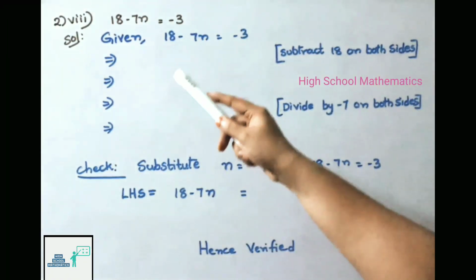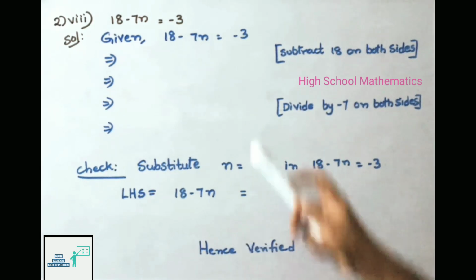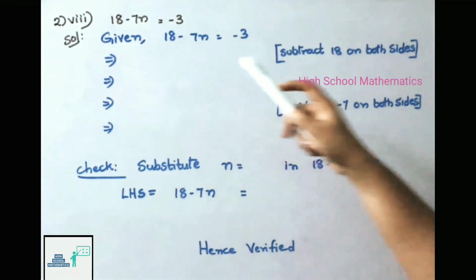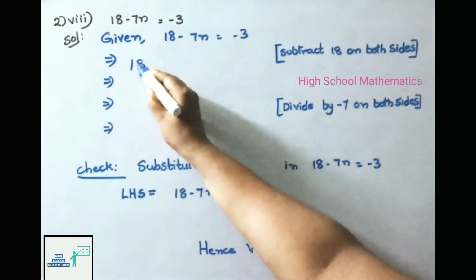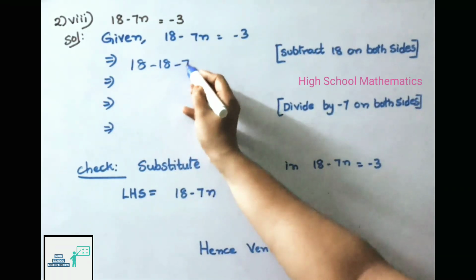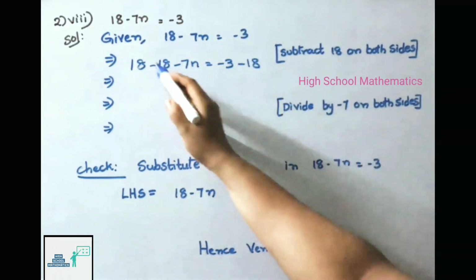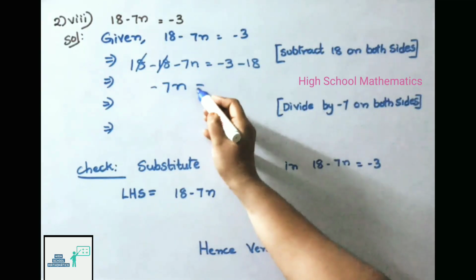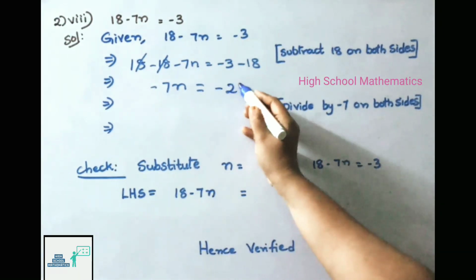See now 8th sum. 18 minus 7n equals minus 3. Let us see the solution. Given 18 minus 7n equal to minus 3. To remove this 18, we are going to subtract 18 on both sides. So write down 18 minus 7n equals minus 3 minus 18. Plus 18 minus 18 cancelled. Write down minus 7n equals minus 3 minus 18, that is minus 21.